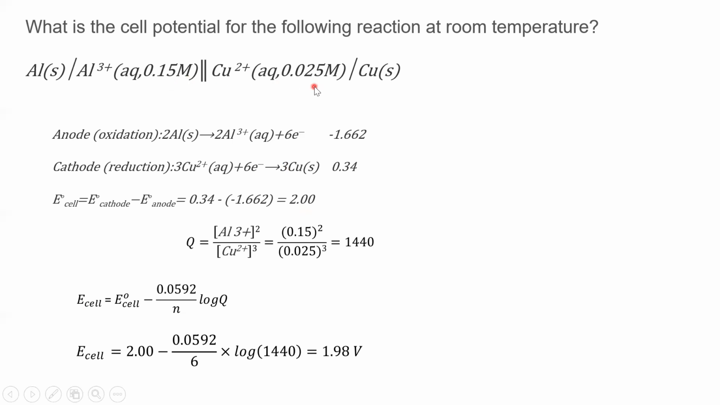But we're not at standard conditions. The molarities are not 1 molar. So the voltage across this cell would be less than what it was under standard conditions. That's what we mean when we talk about our Nernst equation.